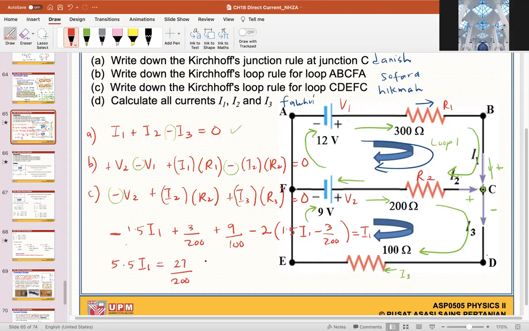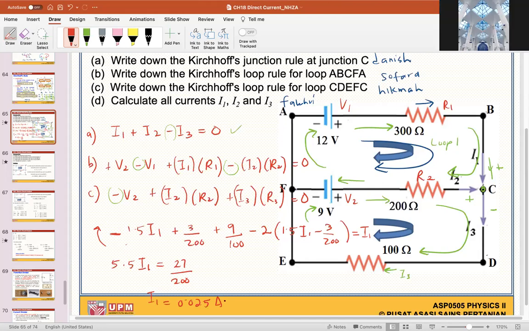How we get 27 over 200 is based on the previous calculation. Kalau kita solve kan kita akan dapat 27 over 200. Okay, so from then, we will get I1 is equal to 0.025.